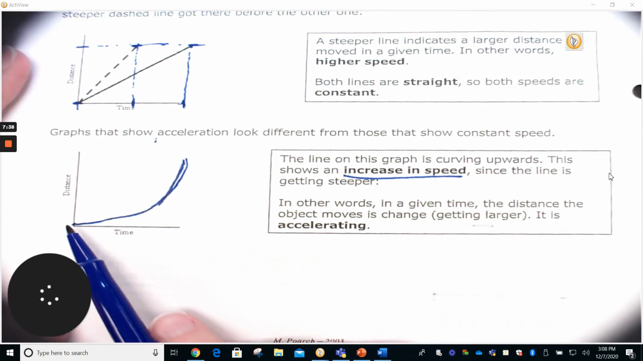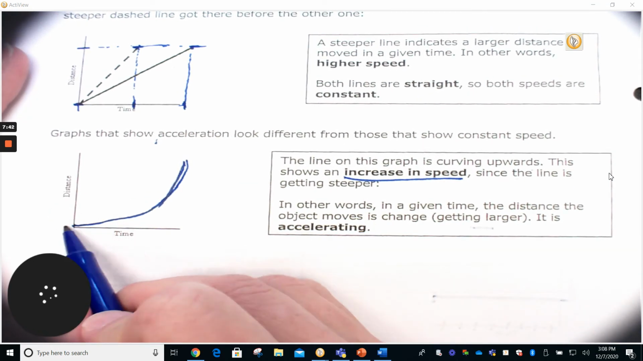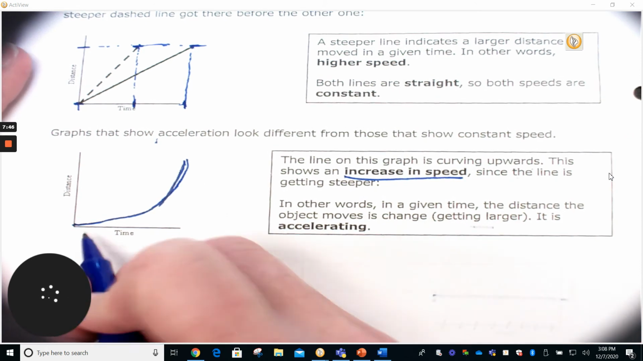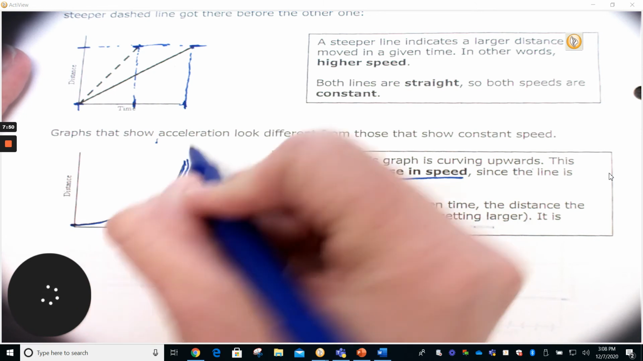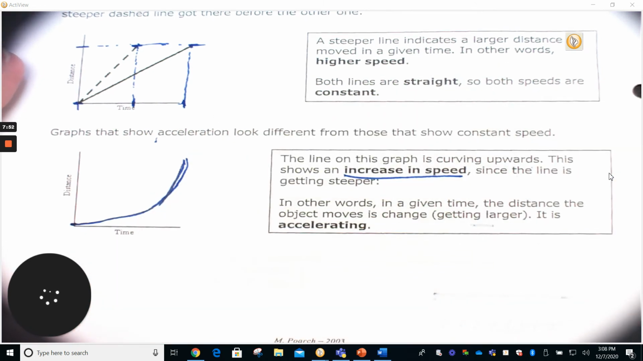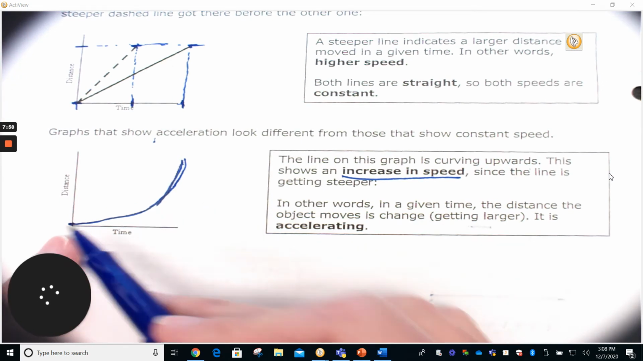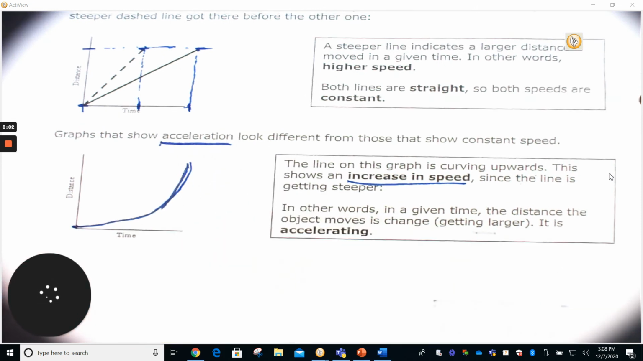So say if we were at a stop sign, and we took off from the stop sign, this might be what our graph would look like because we started out stopped, and then we got faster and faster and faster as we took off, okay? Does that kind of make sense a little bit? It might be opposite if we were slowing down, but this curved line is going to show acceleration. That's one of our vocabulary words, okay?